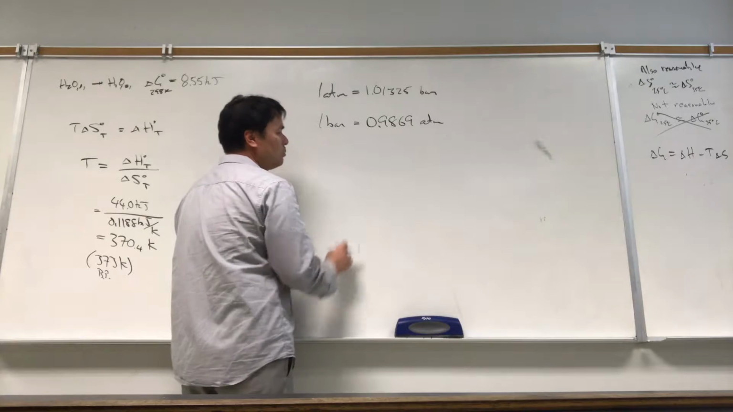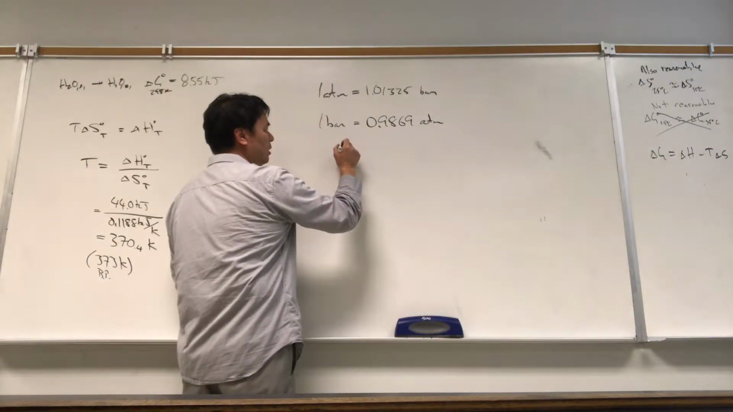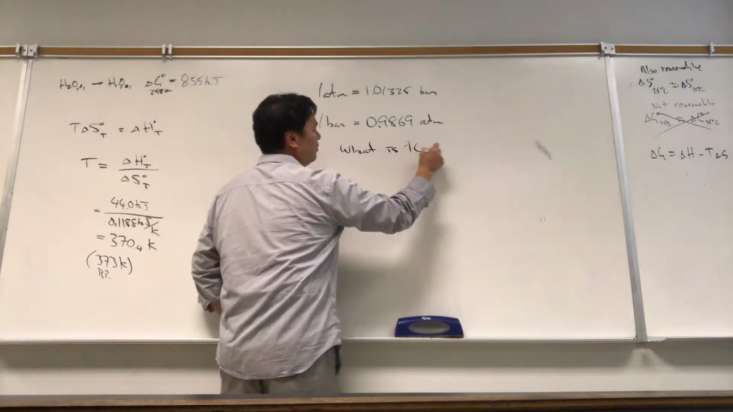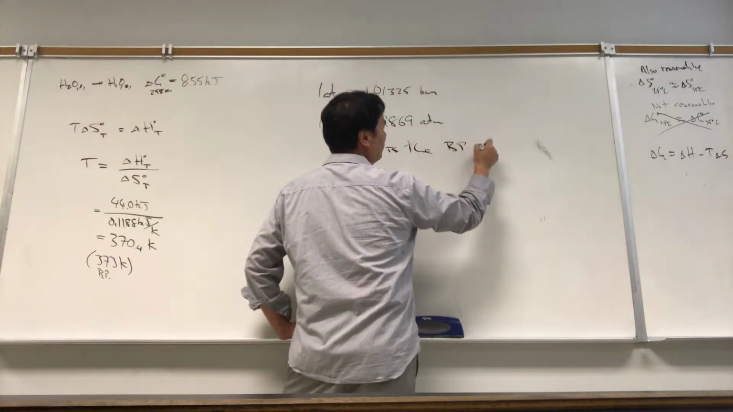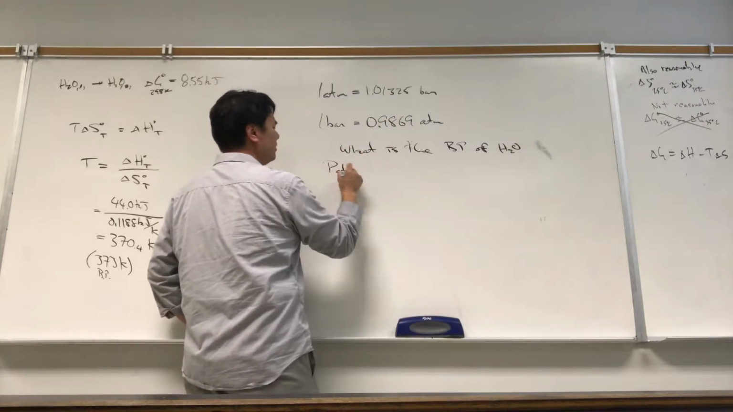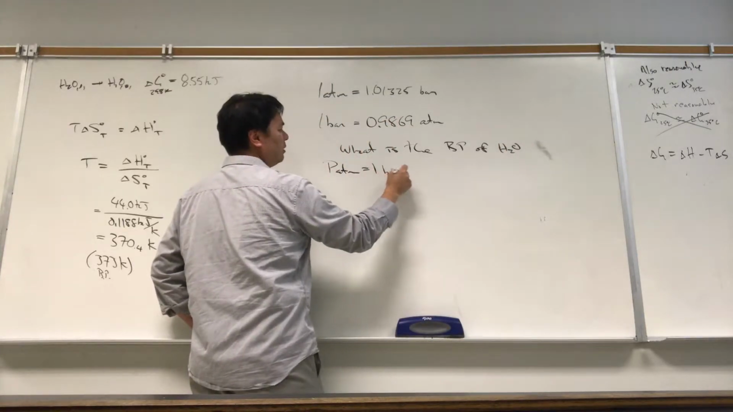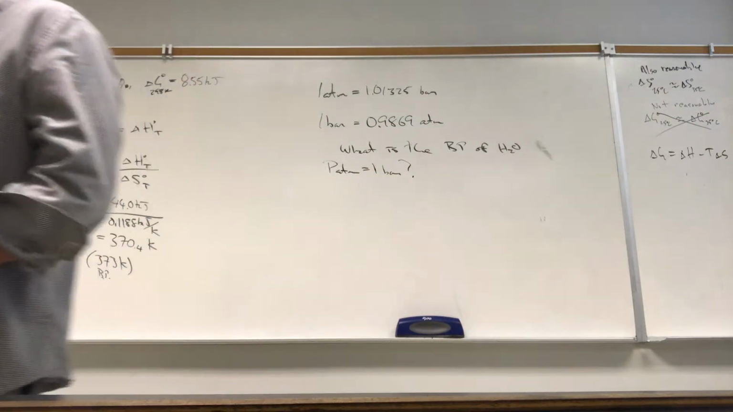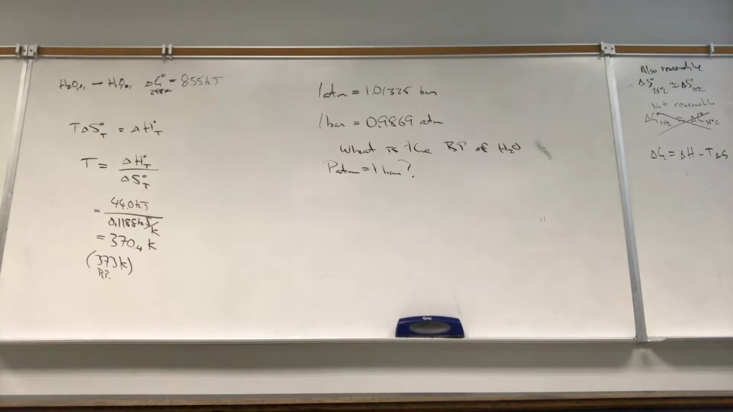And so what I want to do now is use my Chem 1A knowledge. I'm going to try to use my Chem 1A knowledge to do this. What is the boiling point of water when P atmospheric equals 1 bar? And so if I have an atmospheric pressure of 1 bar, this is the Canadian boiling point of water, right? Because Canadians would use 1 bar instead of 1 atmosphere.